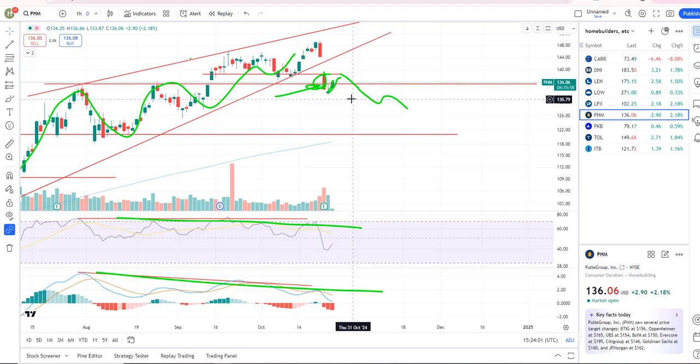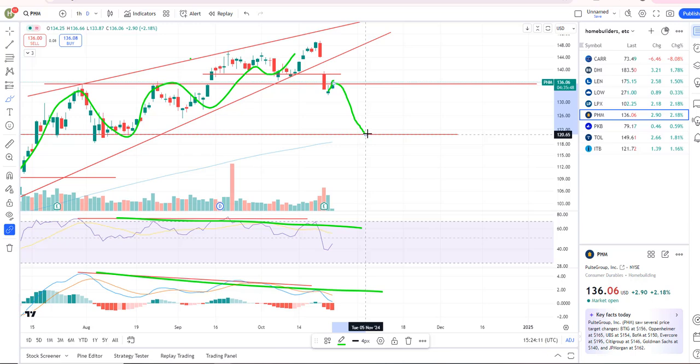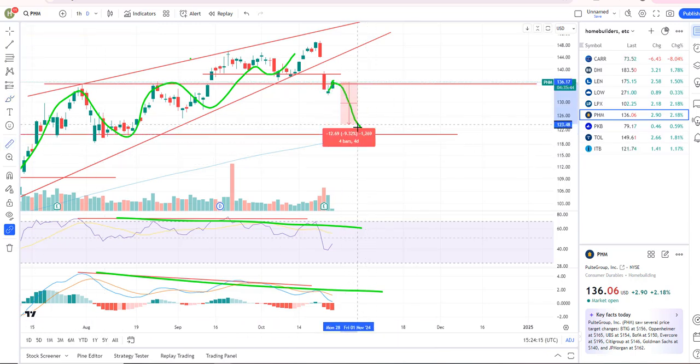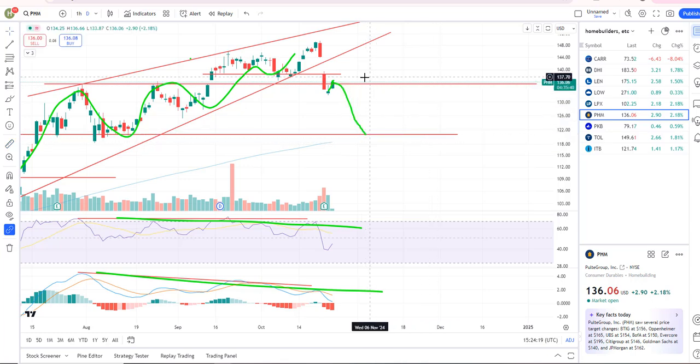So again, I don't think we're going to backtest. Maybe we do, but it doesn't look like it. I think what we do is we just have a little counter trend move and then we push right on down. So I believe from where we're at right now, there's about an 11%-ish downside to that target. And that's all I have on that one.